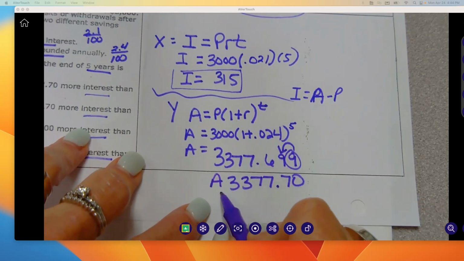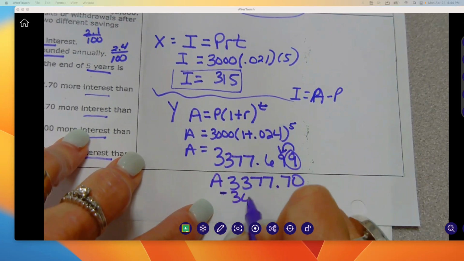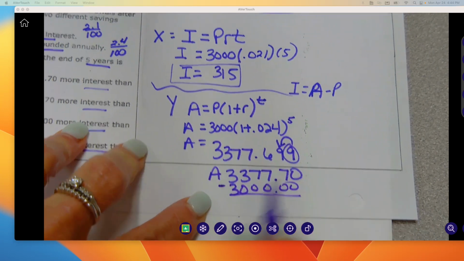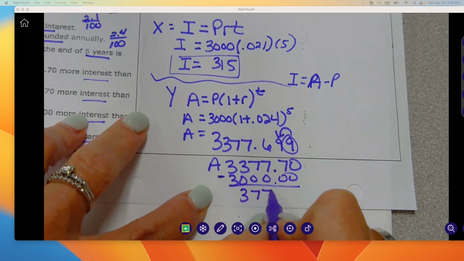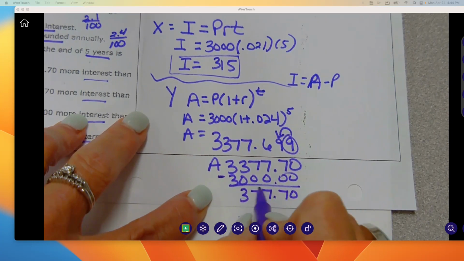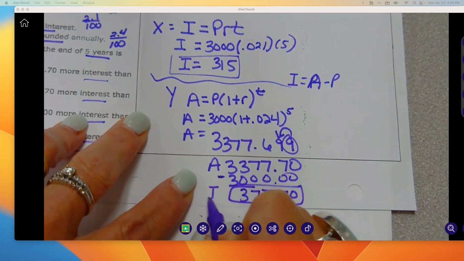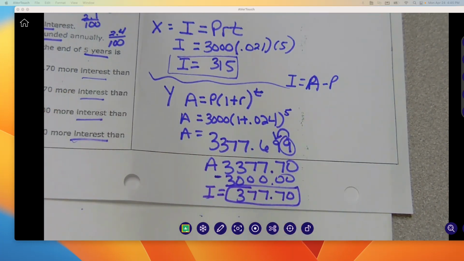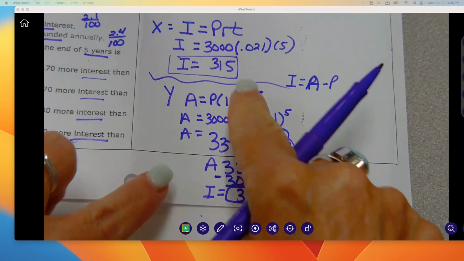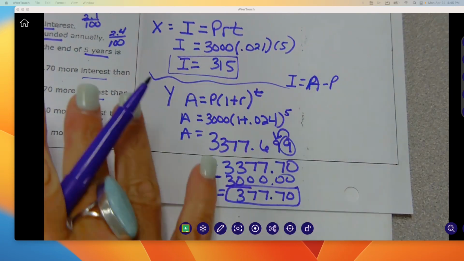Okay, but guys, this is the total. Again, I only want the interest, so I'm going to subtract out my principal. So when I subtract that out, I'm going to have $377.70. So this is my interest. They want to know which one earned more interest. So right now, Y earned more interest.